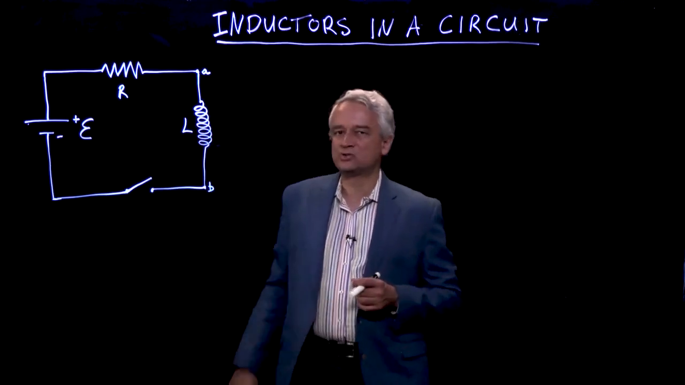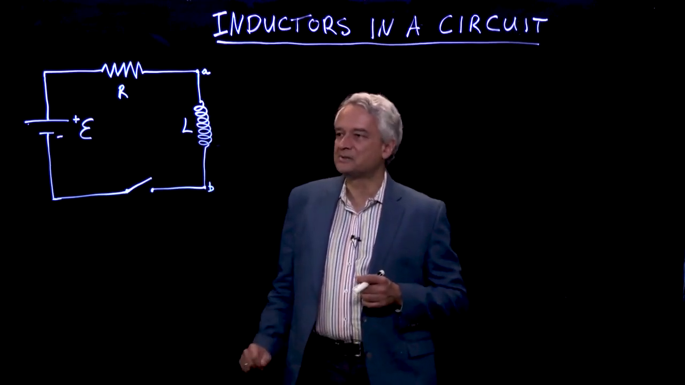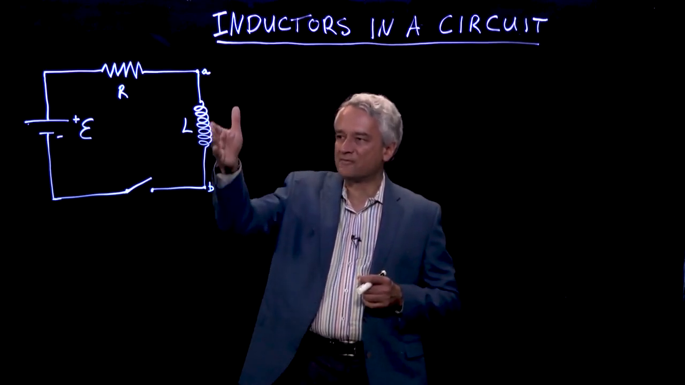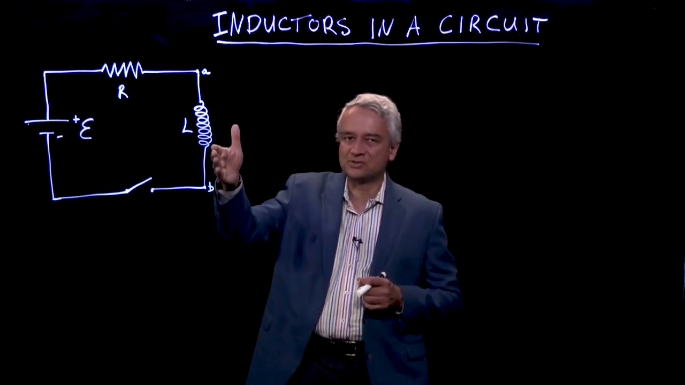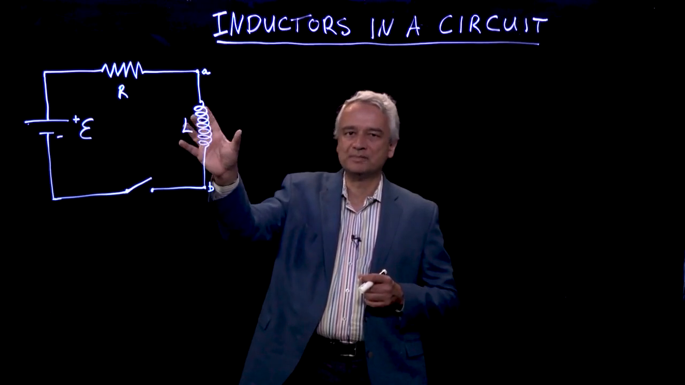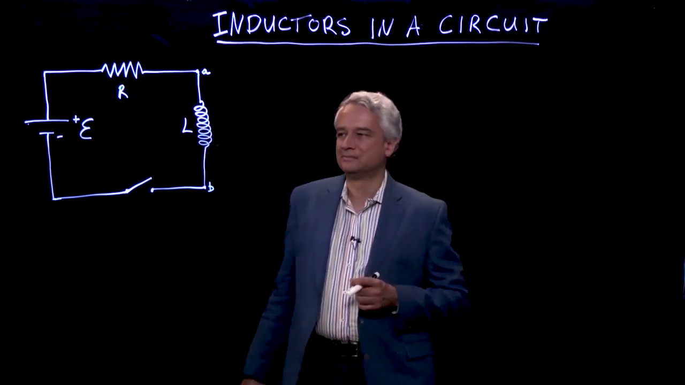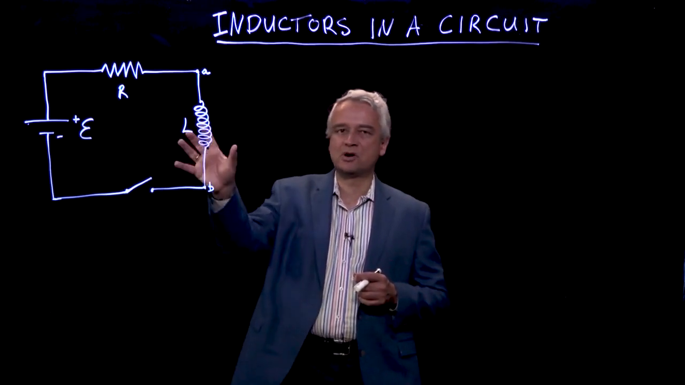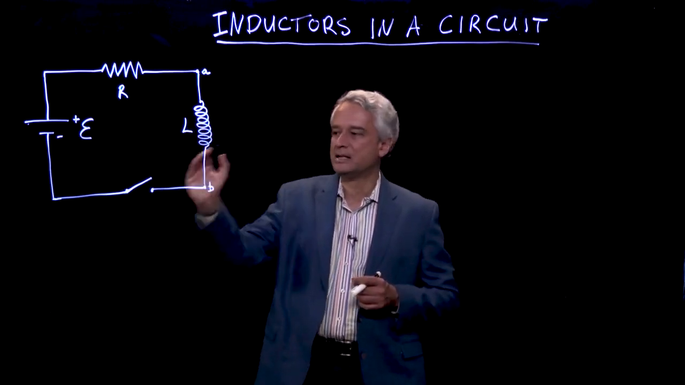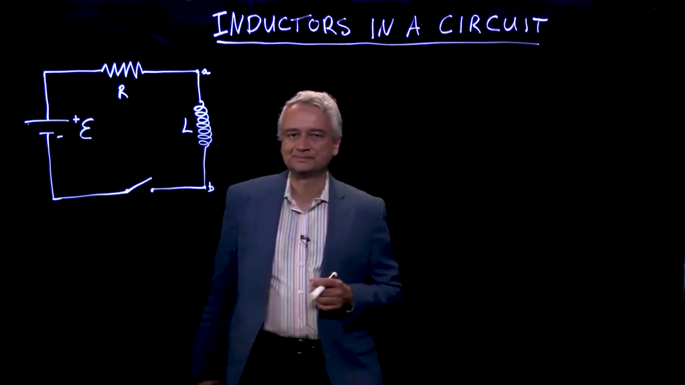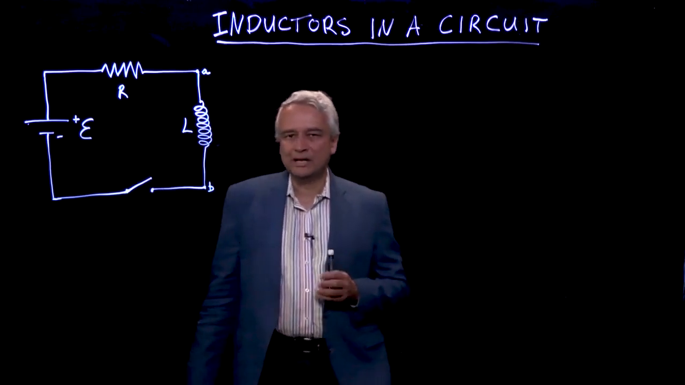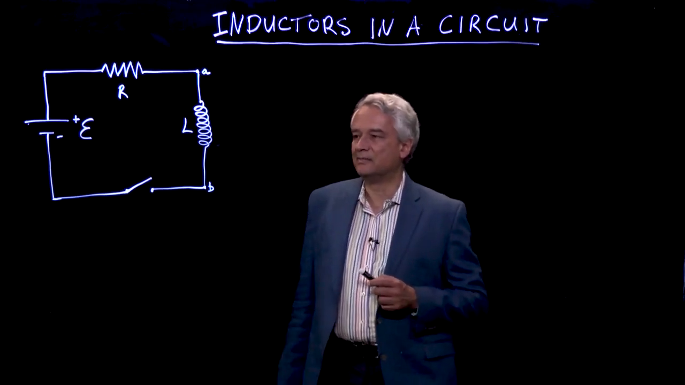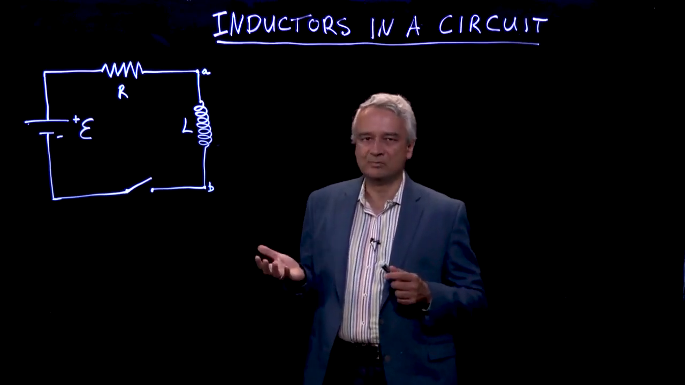The capacitor stored energy in an electric field. For an inductor, when there's a current flowing through it, there's a magnetic flux through it, and it's storing energy, but it's storing energy in a magnetic field. But what we're going to do is start in a situation where there's no current, no energy stored in it, and then we're going to close the switch and ask what happens. So let's remember what an inductor is and where the physics comes in.